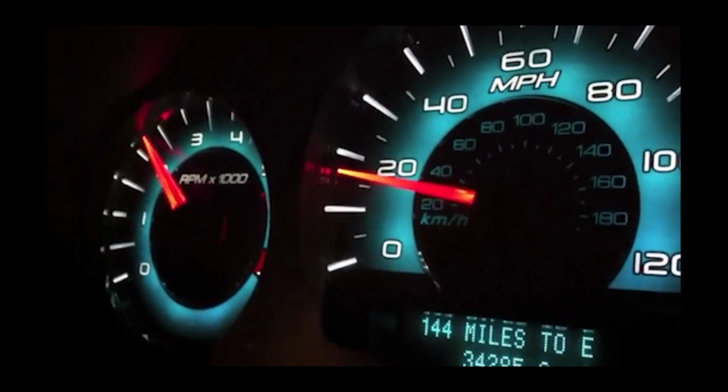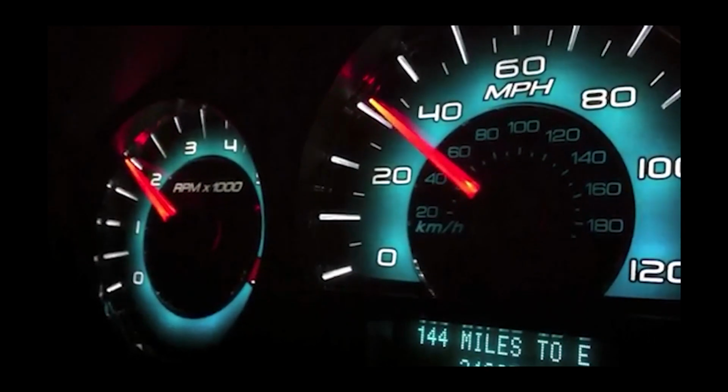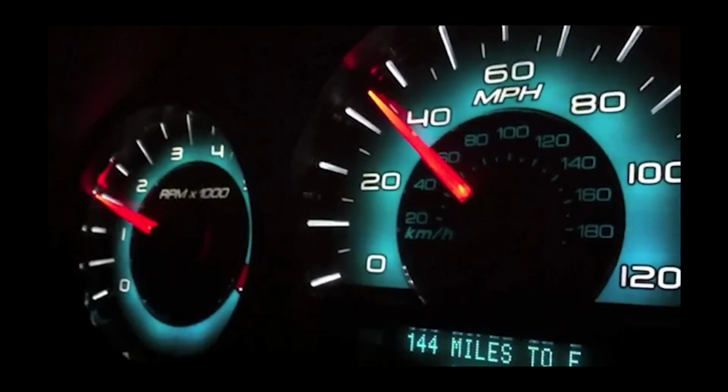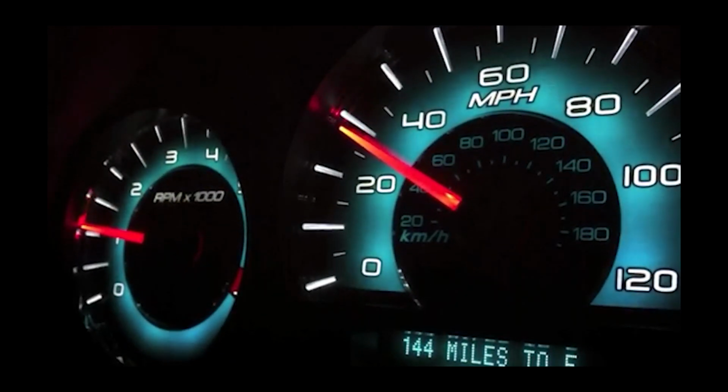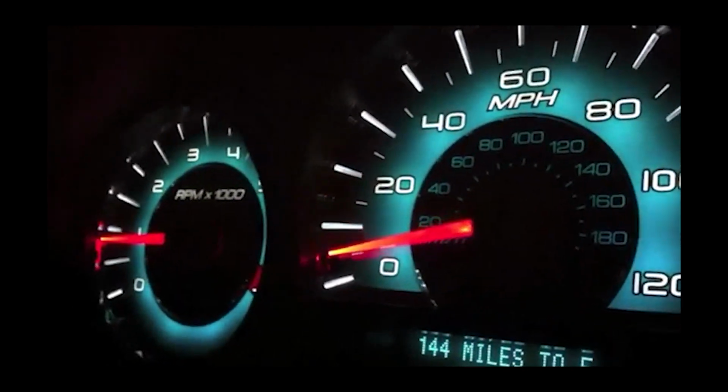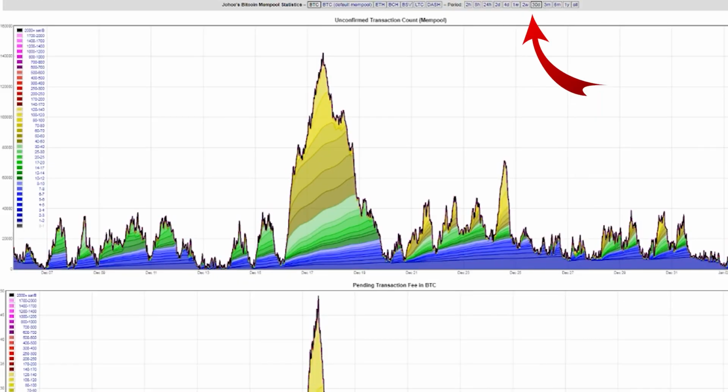But what if you don't care about speed that much? I'm moving funds between my wallets pretty often, and I don't care if they arrive 10 minutes from now or in the next few days. That's why I like to use a similar chart but zoomed out.